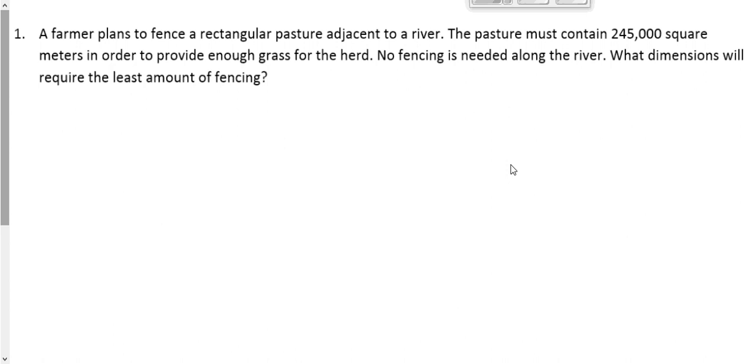Starting with the first problem on your optimization worksheet, we're going to walk through and do the optimization steps that you should have in your notes. If you have not taken those notes, make sure to go back and get them. Those will be a part of your notebook check.